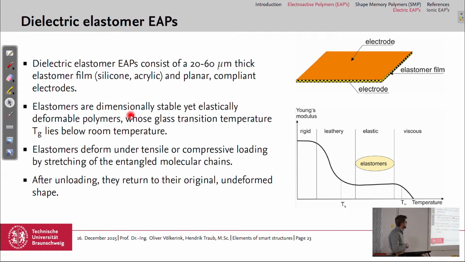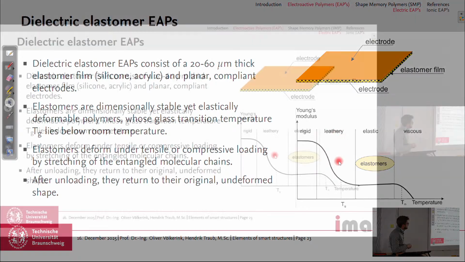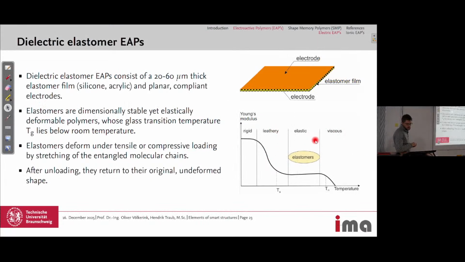The elastomers are dimensionally stable, but we can deform them. And the glass transition temperature lies below room temperature. So we are in this range. So here's the room temperature, here's the melting temperature. Here it is rigid, here it behaves like leather, and we use it in the elastic range, and it would be viscous when we go above the melting temperature. And this is the Young's modulus, so high Young's modulus in the rigid phase and lower modulus here in the elastic regime.